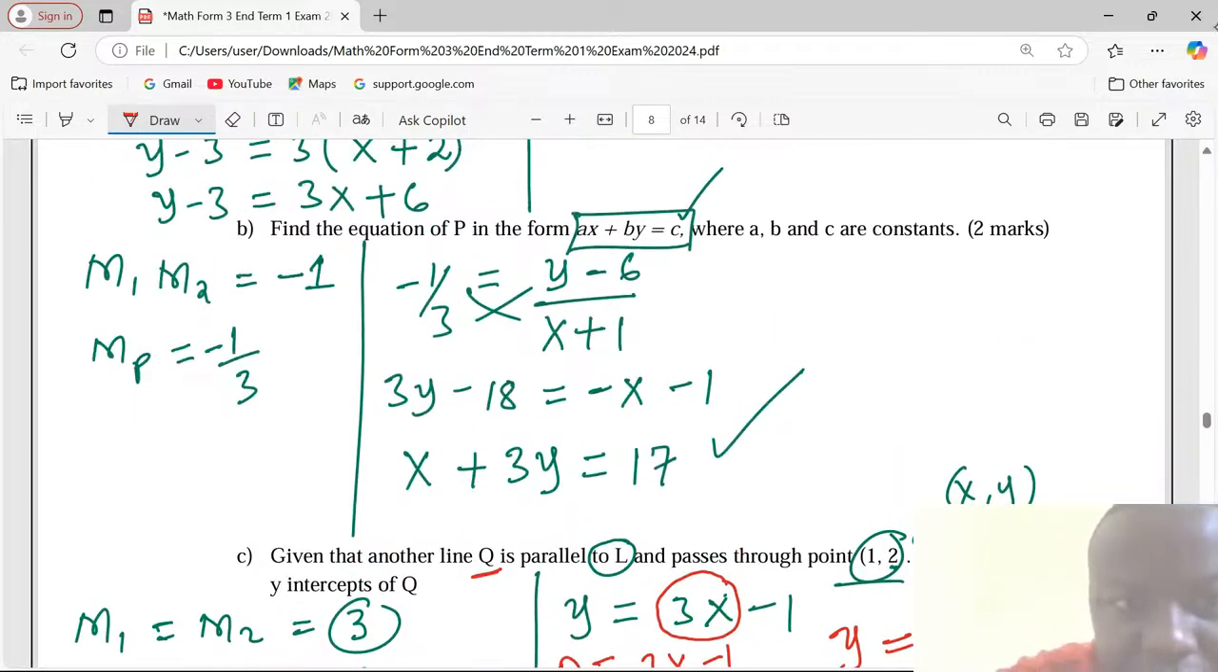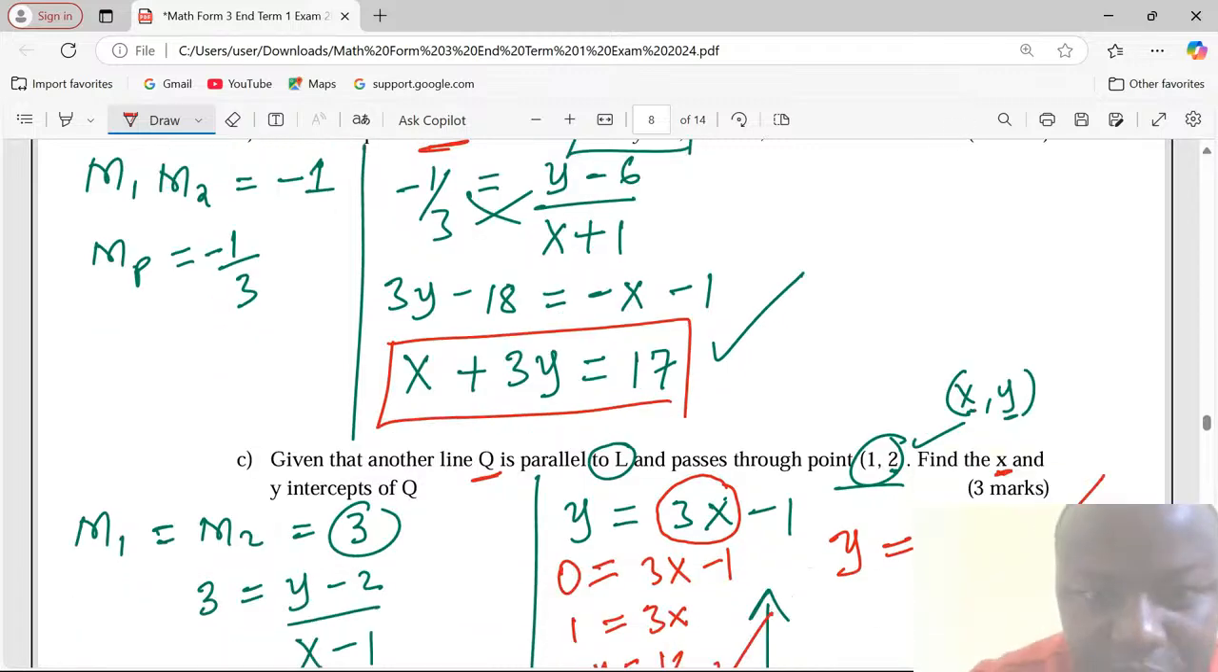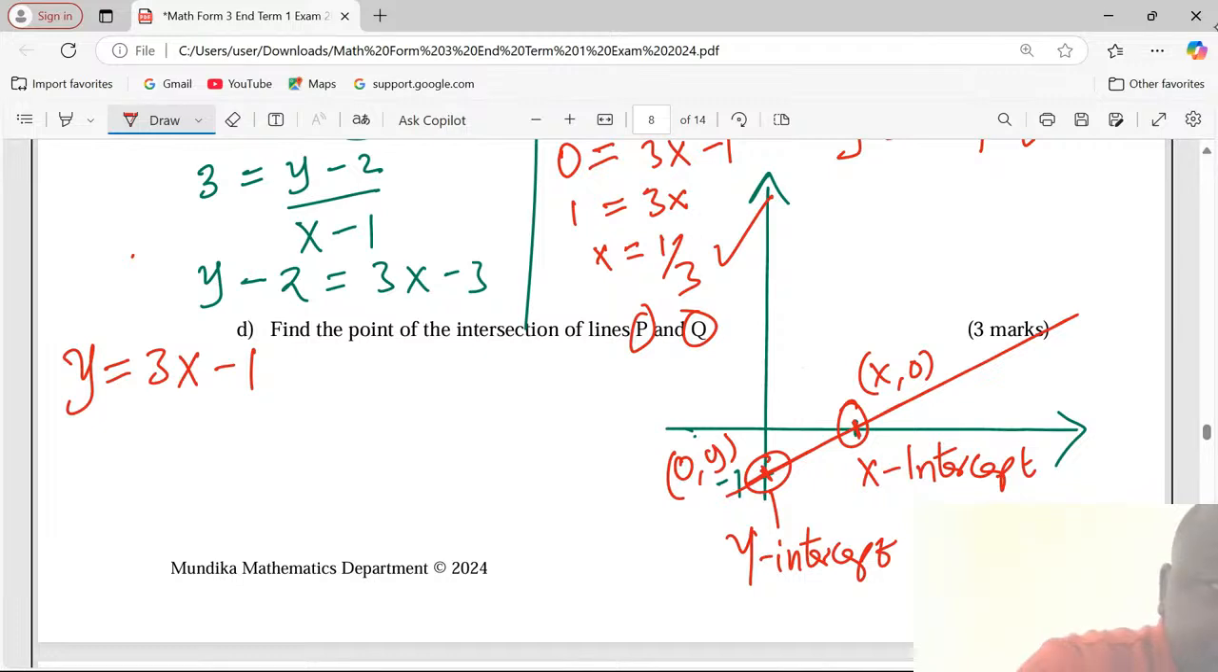Line P. Find the equation of P in this format. So it is 0. X plus 3y equals to 17.